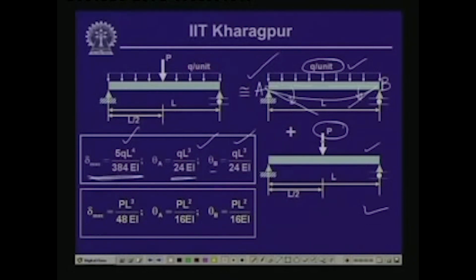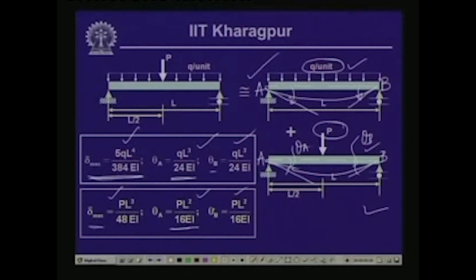P at the center, then correspondingly we get the value of delta as PL cube by 48 EI, and correspondingly the values of the slope at A and B, if we compute it, this is theta A and this is theta B, they are PL square by 16 EI. Again we have not used the sign, only we have taken the magnitudes of those slopes.